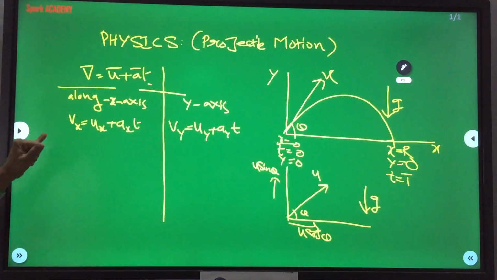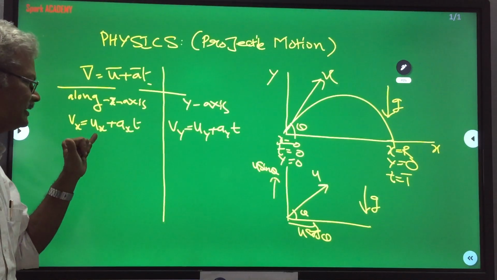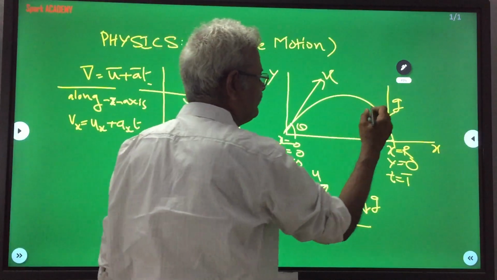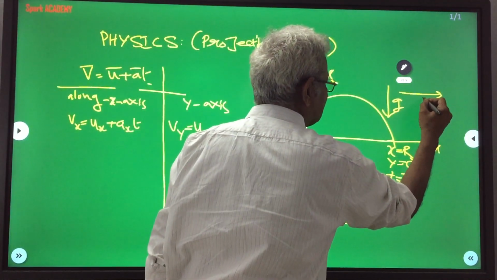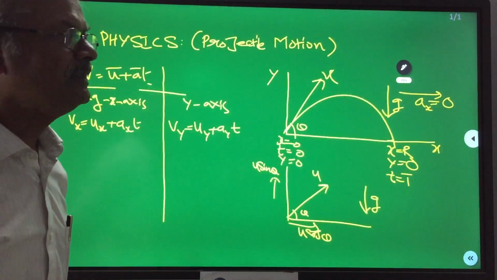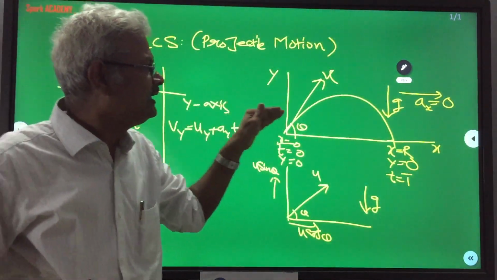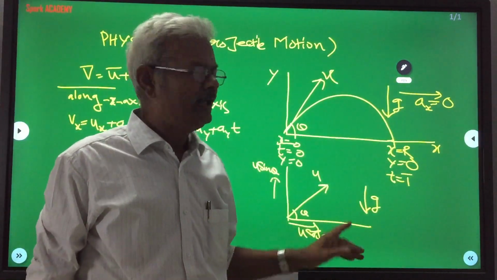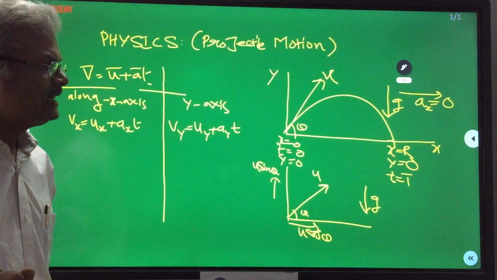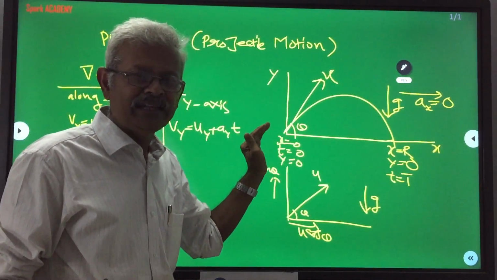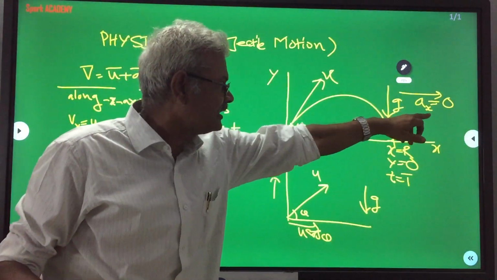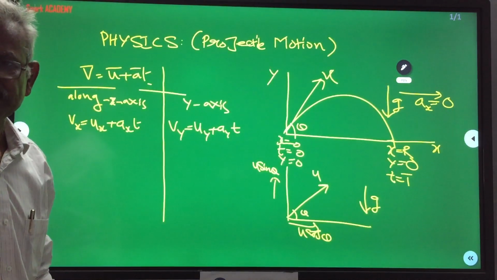Here also same thing, vx along the x-axis. What is ux along the x-axis? What is ax along the x-axis? So here in this problem, there is no acceleration along the x-axis. Why I have to write 0 means, suppose there is any wind blowing along the x-axis, you have to take this ax also. Suppose by chance this projectile is going on a truck or it has any initial velocity along the horizontal direction, you have to consider that also.